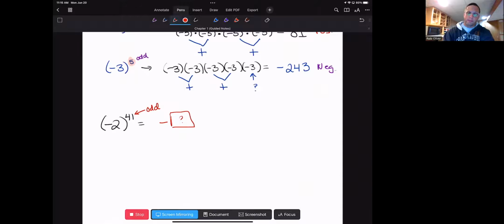Let's say we have negative 10 as our base and 30 as our power. That's even, so it is going to come out positive. Actually, that's going to be a 1 followed by 30 zeros. You can write it out if you want. I'm not going to do that, but it's a pretty big number.